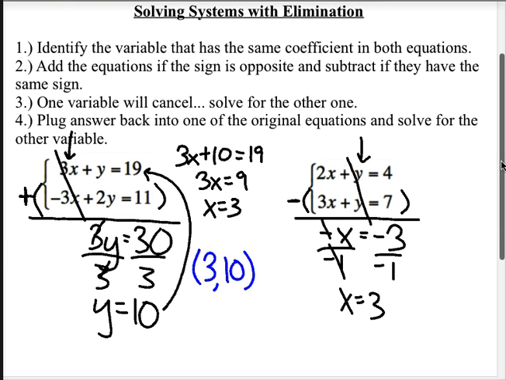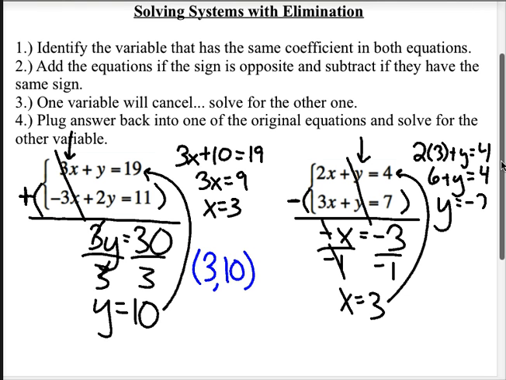But of course, I'm not quite finished yet because I still have to go and put that back up, plug it in, so now I can get my other variable. Now I can get y. So 6 plus y equals 4. Subtract the 6, and I get negative 2. So my solution to this system is going to be the point (3, -2).